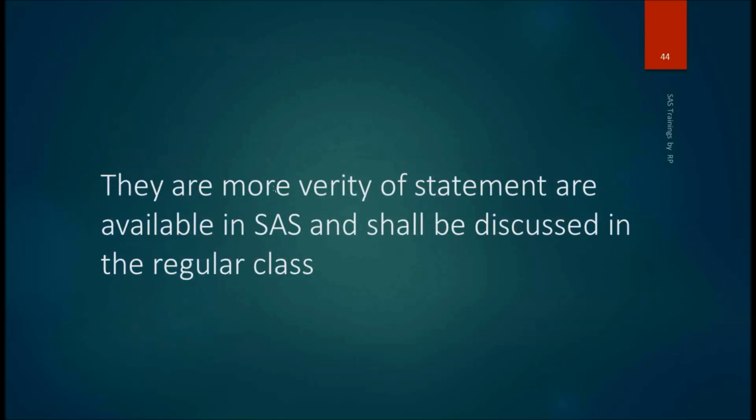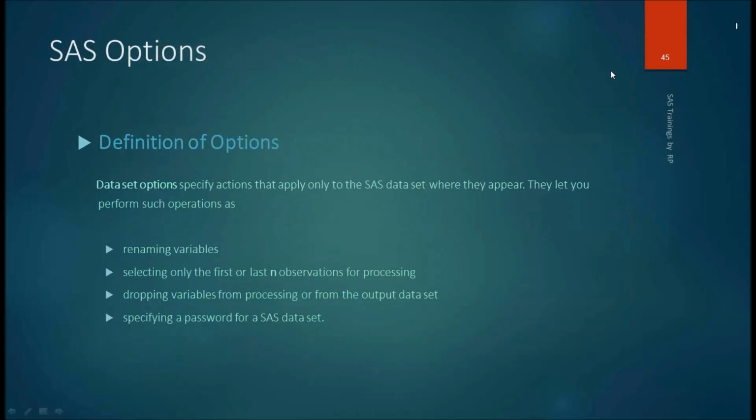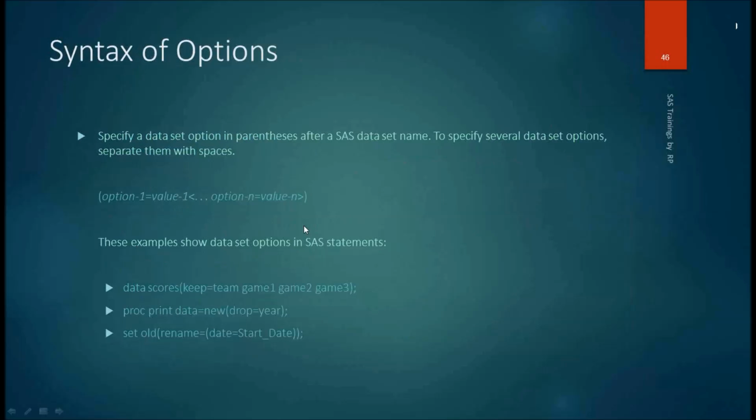There is a larger variety of statements available in SAS, and they shall be discussed in regular classes. SAS dataset options. Definition of options: dataset options specify actions that apply only to the dataset where they appear. So by using dataset options, you can rename a variable, select particular observations, drop a variable, and create passwords for the input datasets.